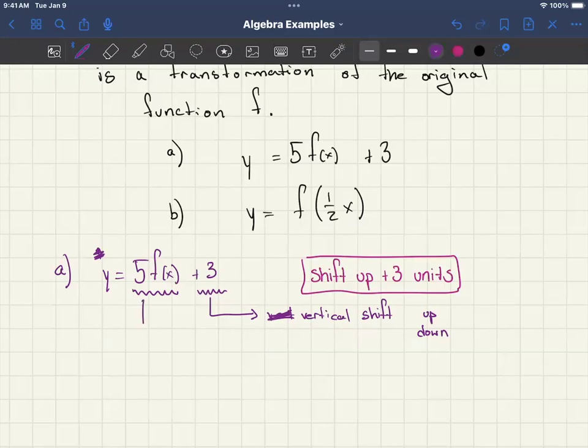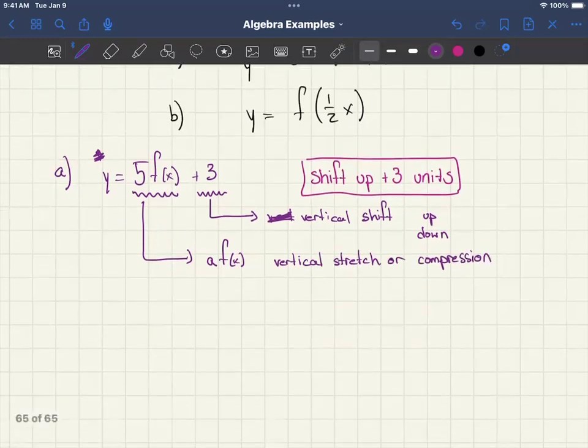All right, now let's look at that 5 on the outside of our function f of x. When we have something of an a times an f of x, where a is a number, this is going to be a vertical stretch or compression. And there are three things that could possibly happen when we're talking about this. The first thing, if a is bigger than 1, then we have a vertical stretch.